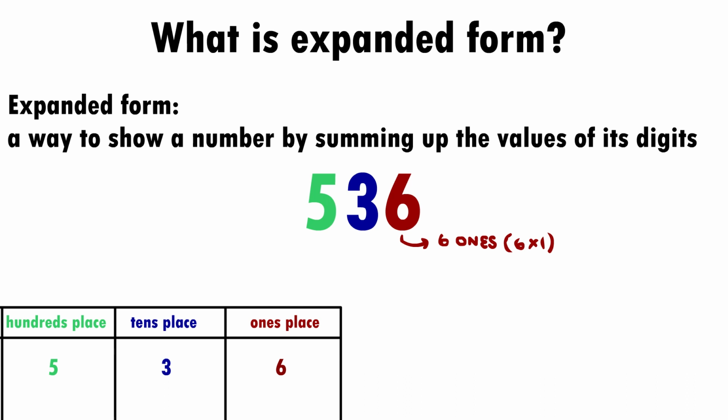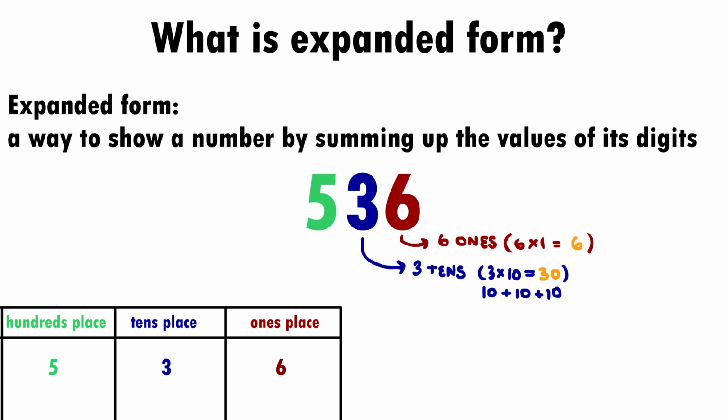Now, let's look at 3. 3 is actually in the tens place, so we actually have 3 tens. This is like saying 3 times 10. This is also like having 10 plus 10 plus 10. Because this is the same thing as saying 3 times 10, we have 30.